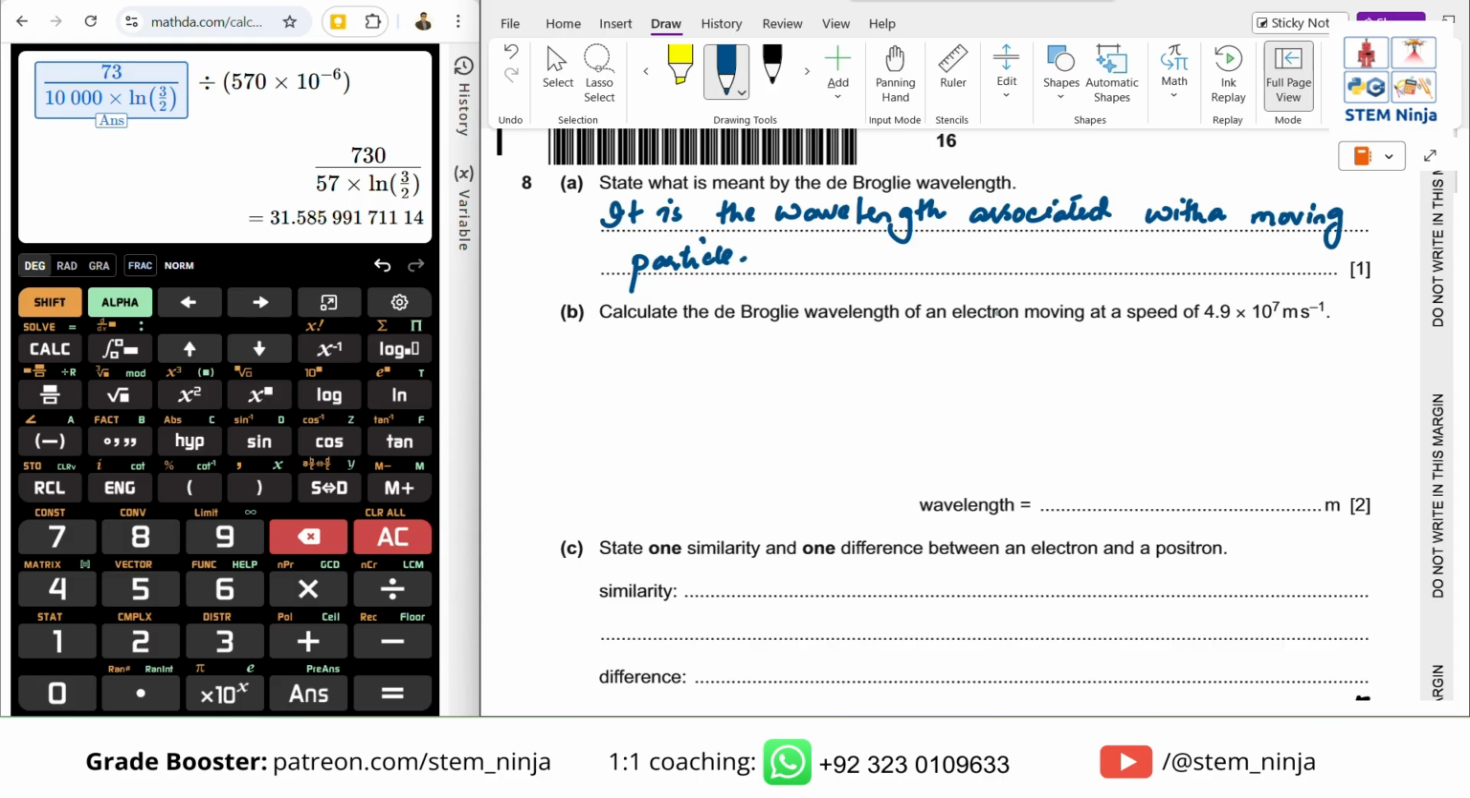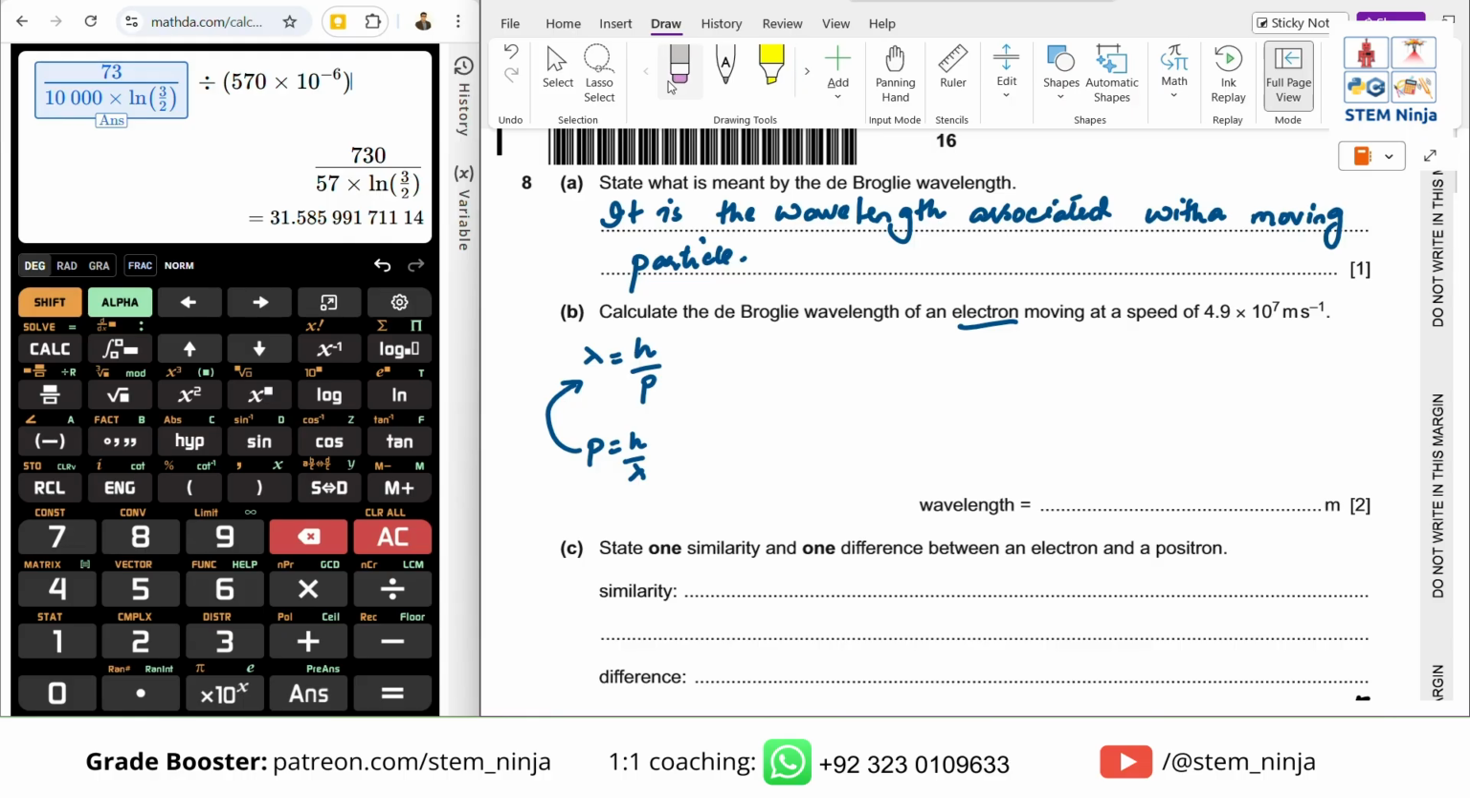Okay, calculate the de Broglie wavelength of an electron moving at a speed of this. To get this, we have to remember the wavelength equation of the photon. This was h over p. The reverse of that was the momentum of the photon, h over lambda. So they're basically like mirrors of each other.